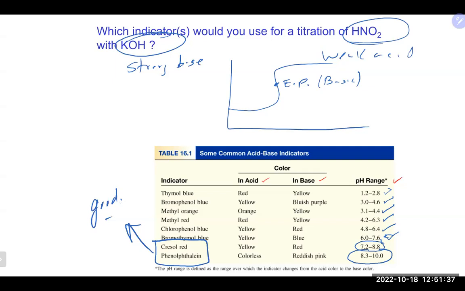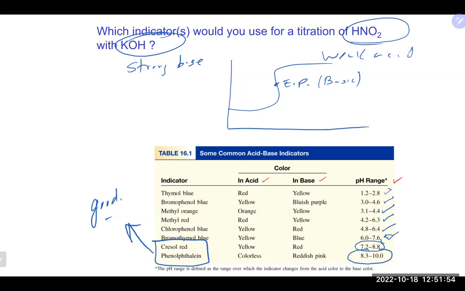And again, if you wanted to narrow down between the two, you could do a theoretical calculation, and maybe one might be even better than the other to actually help you see the color change. Any questions on how to pick an appropriate indicator?